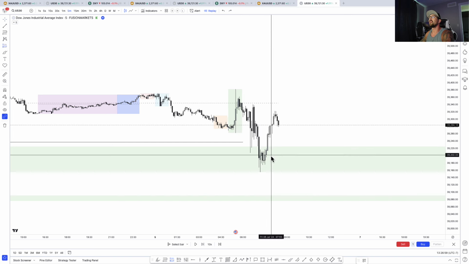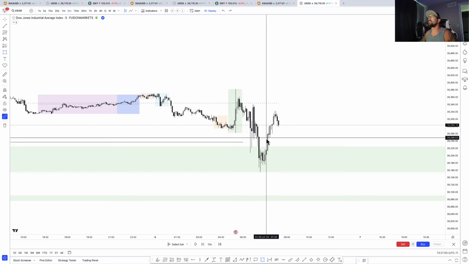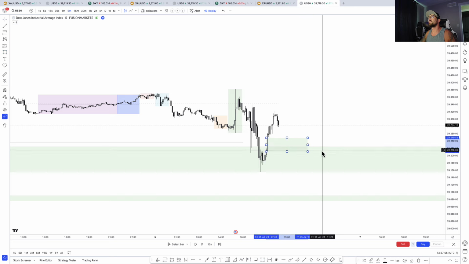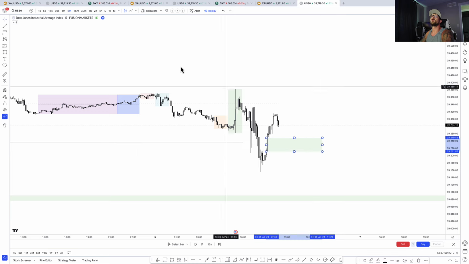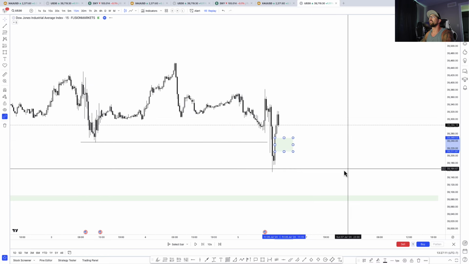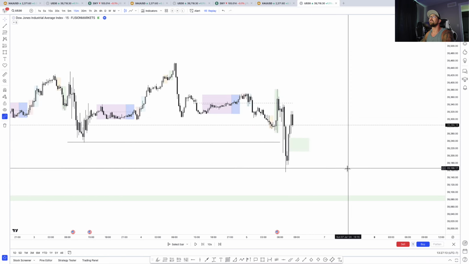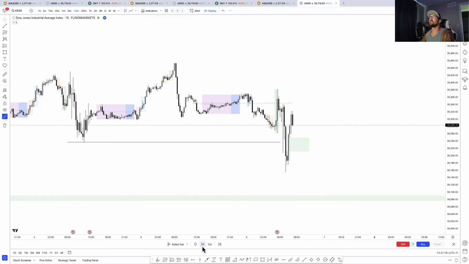And hypothetically, we know price has a good probability of coming back here. We'll just delete this guy. So this is kind of the entry that I'm looking for, which also lines up with the 15 minute. So I just need price to come back.